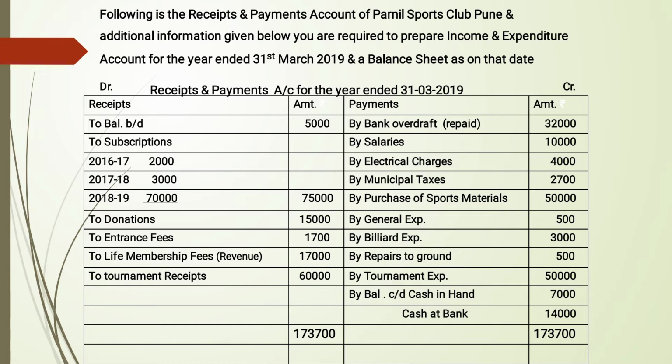Debit side is the receipt side and credit side is the payment side. First, we have to read the debit side. To balance brought down, which is the opening cash balance, that is of 5,000. To subscriptions. Subscription is shown for 3 years, that is 2016-17 is 2,000, 2017-18 3,000, and current year subscription 2018-19 is 70,000. So total subscription is 75,000.